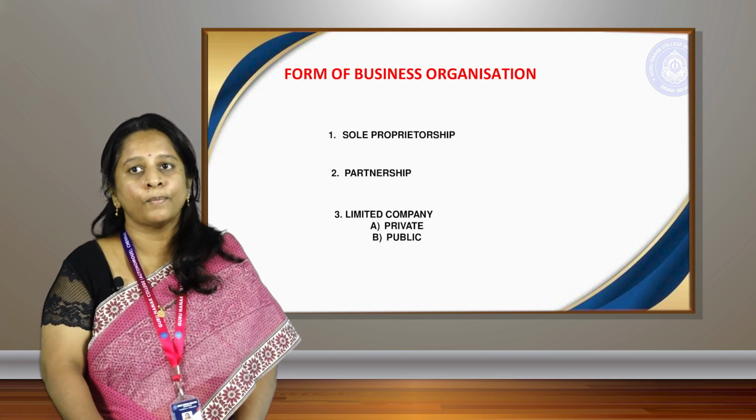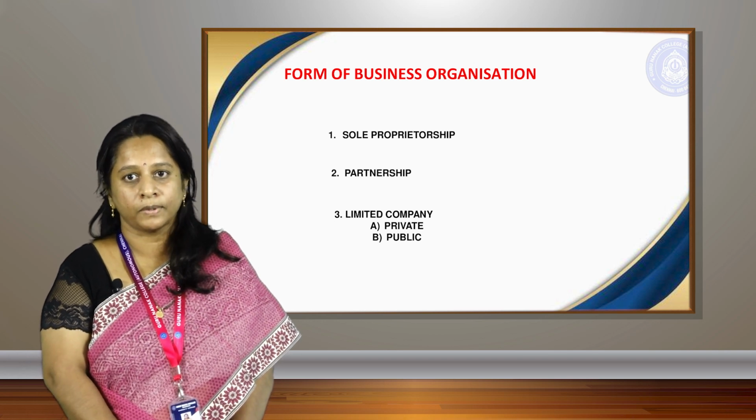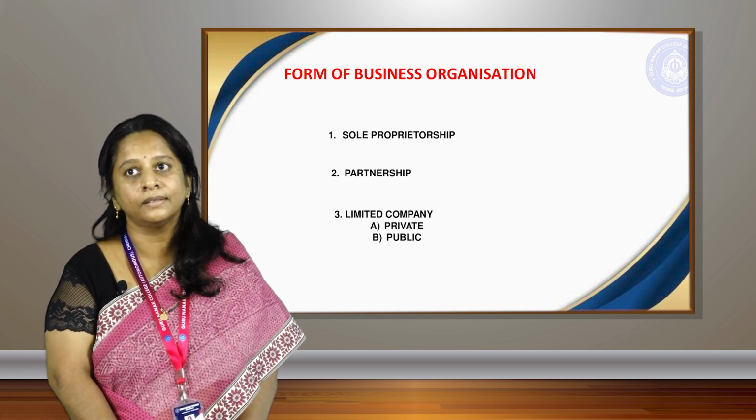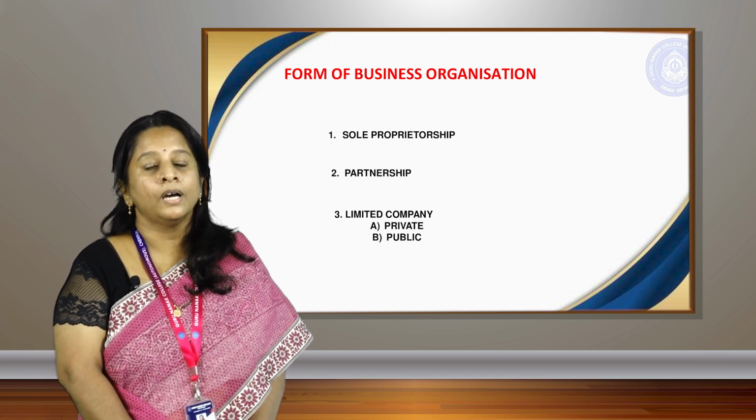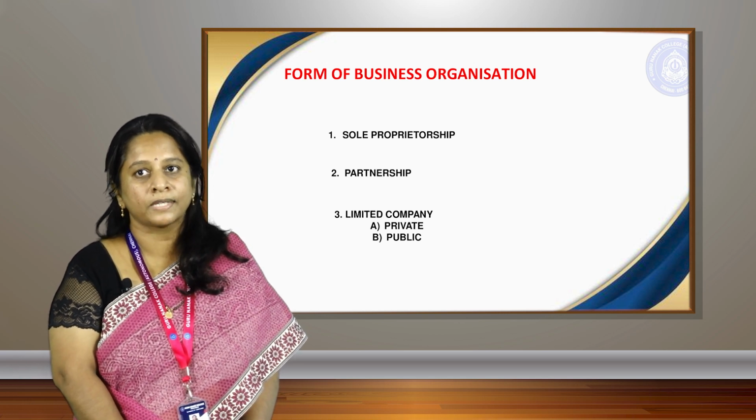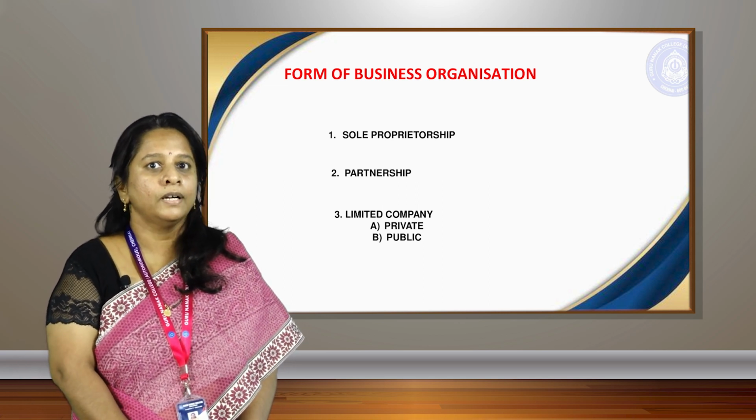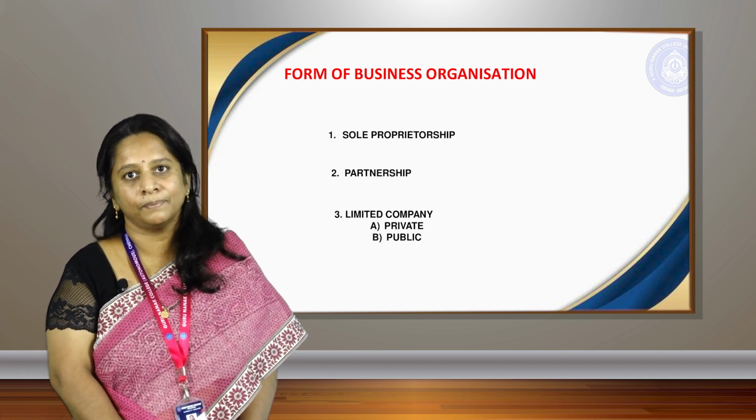The next is the forms of business organization. We have three types: one is sole proprietor, second is partnership, third is limited company, private and public. What is a sole proprietor? It's a single ownership. Partnership is two or more people forming a firm. For example, we can say Reliance and other aspects. Then limited companies, private and public.